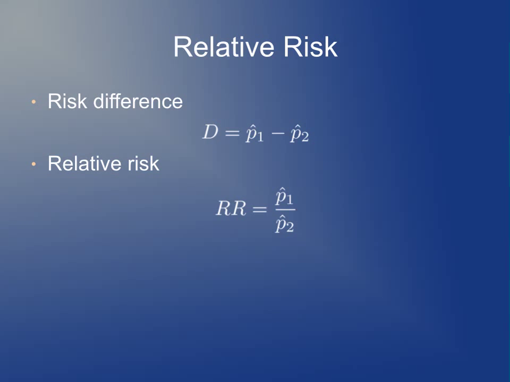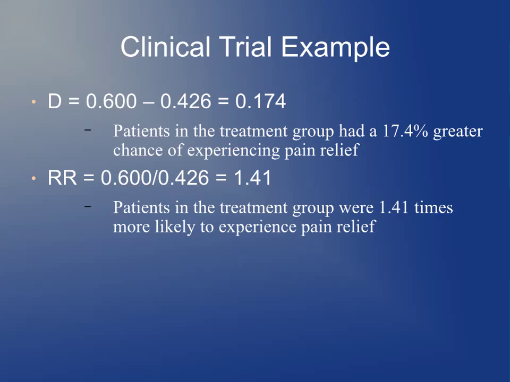And just a little epidemiology note in case you ever see this terminology. Note that there's a difference between the risk difference, which is defined to be the difference in the proportions, and the relative risk, which is the quotient of the proportions. In this clinical trial example, the risk difference was 0.174, which means that people in the treatment group had a 17.4% greater chance of experiencing pain relief, and the relative risk is 1.41, meaning that patients in the treatment group were 1.41 times more likely to experience pain relief.